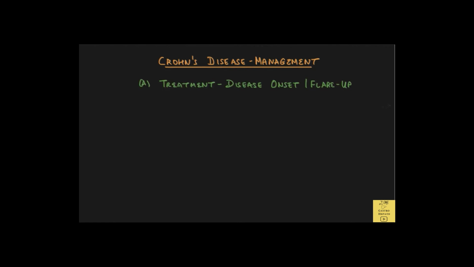Treatment at disease onset or flare-ups. For low-risk patients with mild disease, a step-up therapy is given. Step-up therapy uses less potent drugs with fewer side effects. If patient does not respond, then more powerful drugs are used.